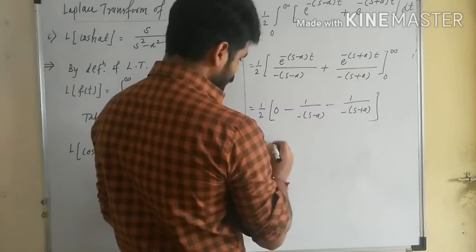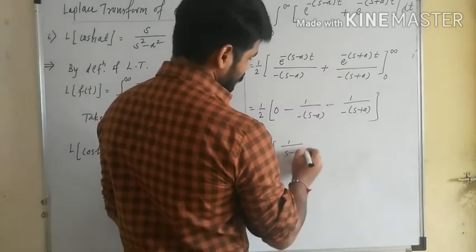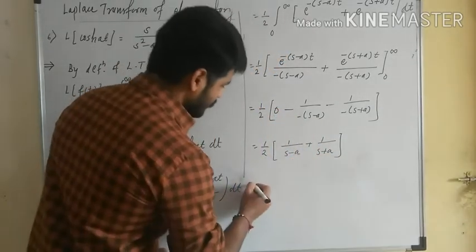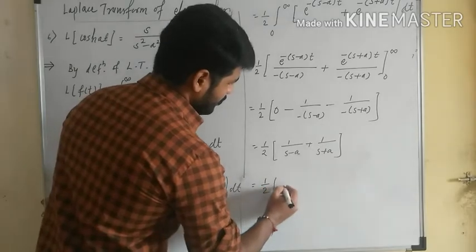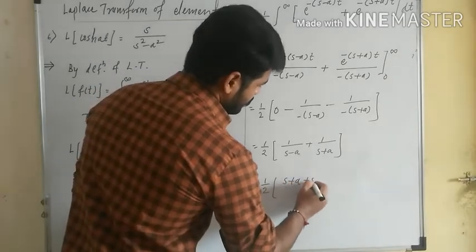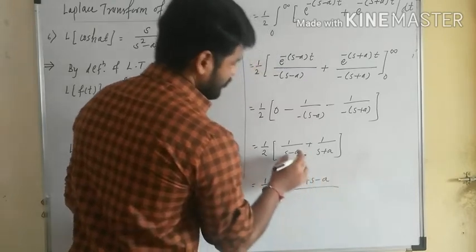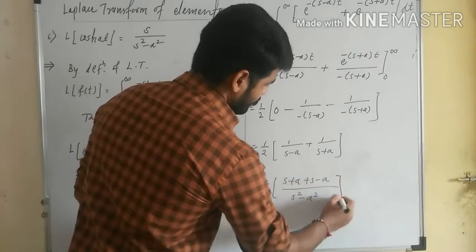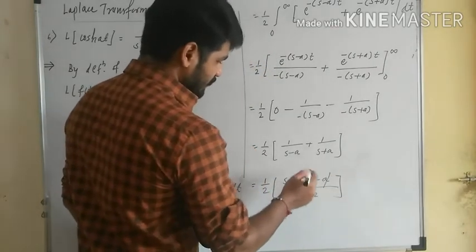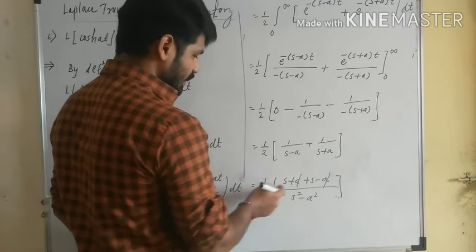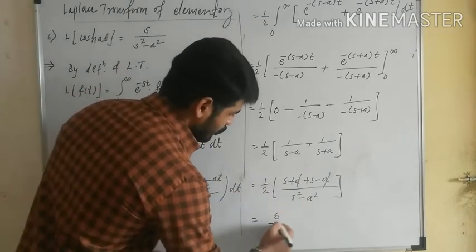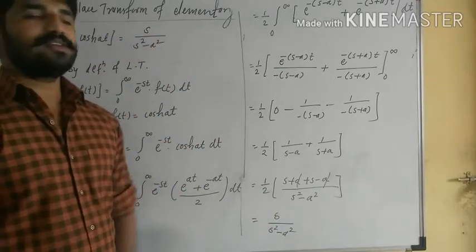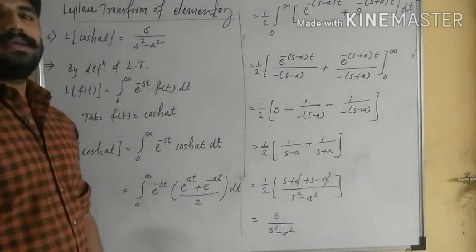So 1 upon 2, 1 upon s minus a plus 1 upon s plus a. Now simplifying, we get 1 upon 2 into bracket s plus a plus s minus a divided by s minus a into s plus a, that is s square minus a square. Now minus a plus a cancel, we get s plus s, 2s, and this 2 cancels, so we get s upon s square minus a square. So this is the required Laplace transform of cos hyperbolic at.